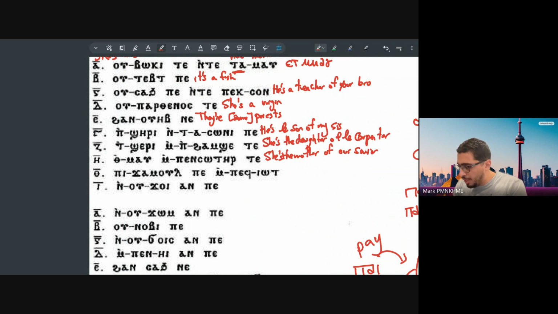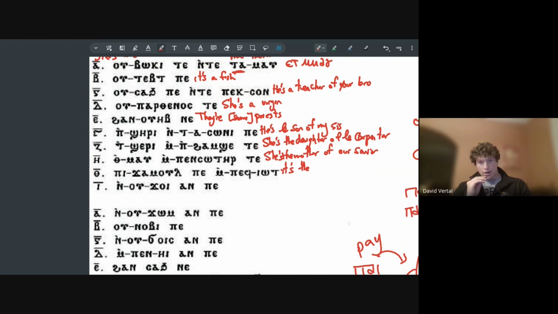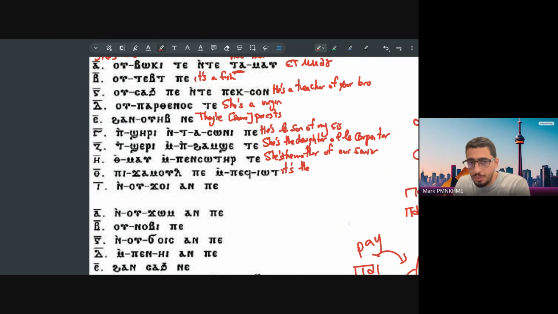P. Jamul P. Impefiot, it is the camel of his father. A funny word about the word Jamul, it's very similar to actually how we'd have it in Arabic, which is Jamal. So in Coptic it's Jamul. Not sure if there's a relation there. I actually think that Jamul is a Semitic loan word. That makes sense, because in Arabic it's just Jamal.